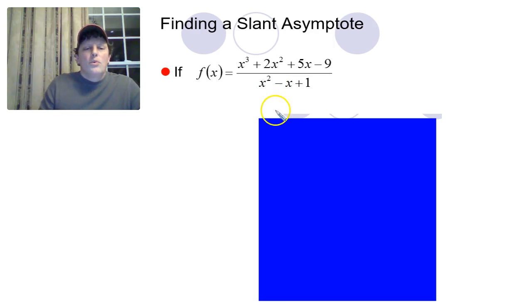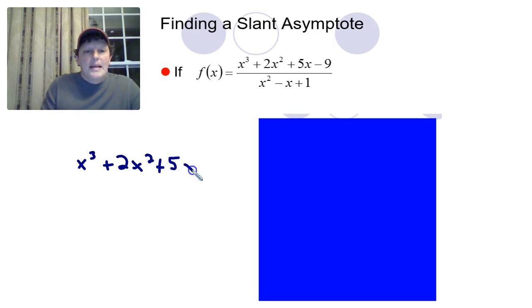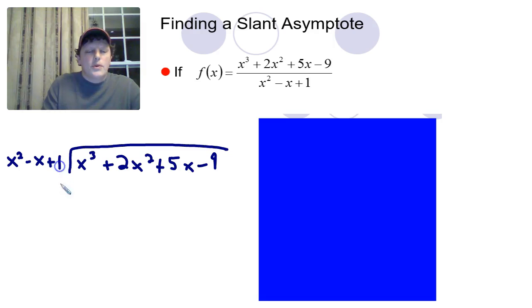So instead, we're going to have to use long division. This is something that students either love or hate. You just got to do it. All right, so remember, we put all of the terms in order: x to the third plus 2x squared plus 5x minus 9. That's our numerator, and we're going to divide by x squared minus x plus 1.